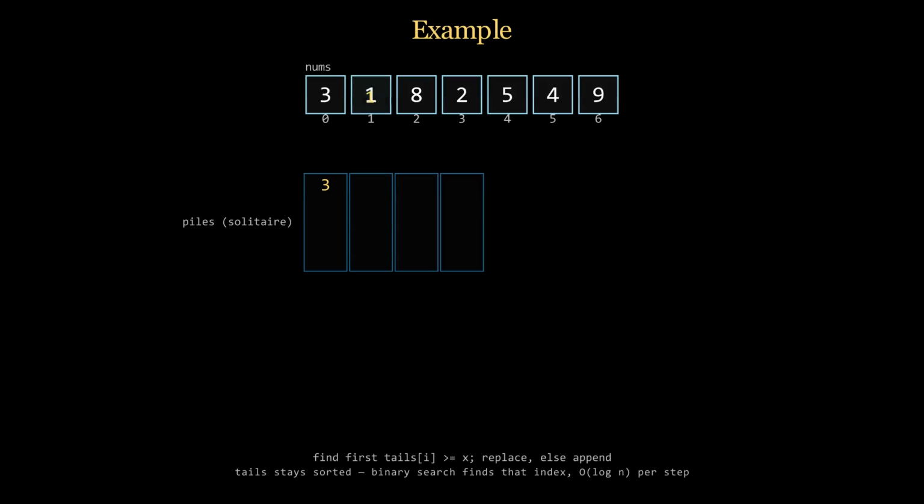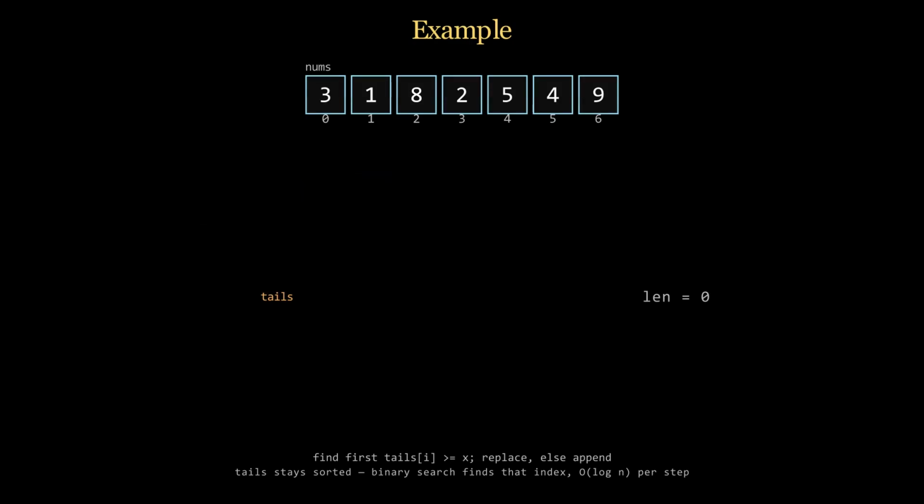First, the patience solitaire picture. Each number goes on the leftmost pile whose top is still bigger, otherwise start a new pile to the right. When the deal is done, the tops in order are the tails row we use next. Because tails stays sorted, each insert uses binary search to find the first tail at least the new value.